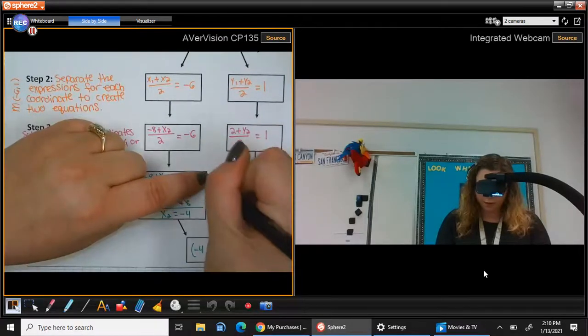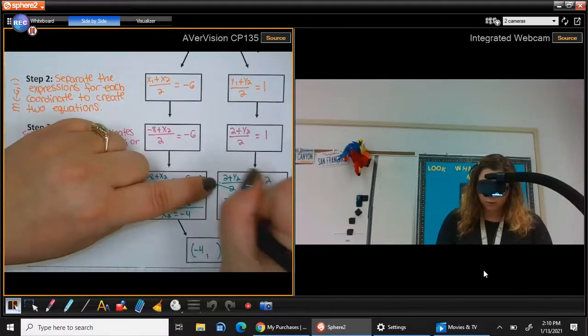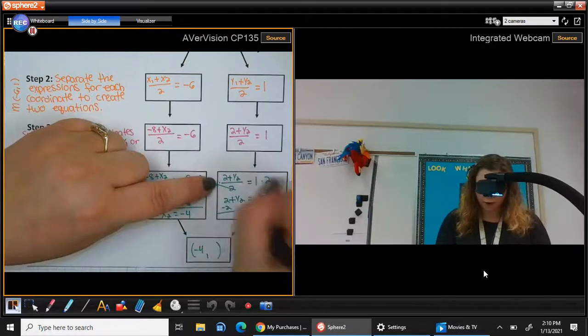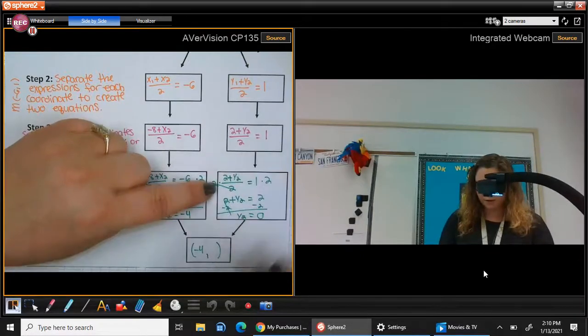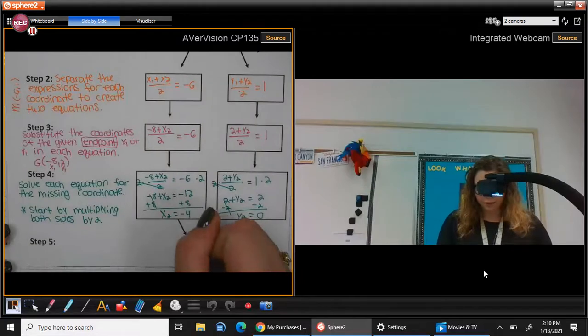Multiply both sides by 2 and solve for y2. 2 minus -2 is 0, so this is 0. So this is going to be my other endpoint.